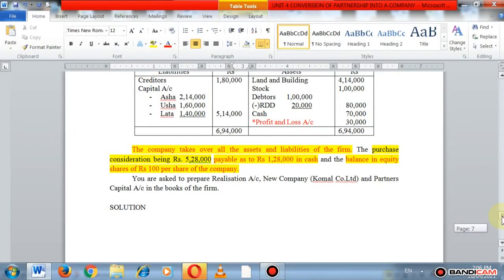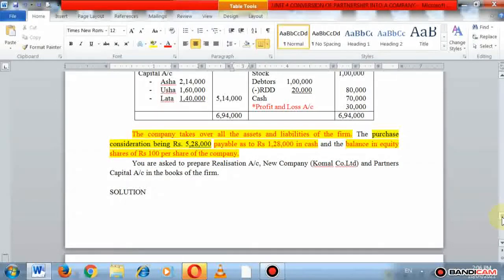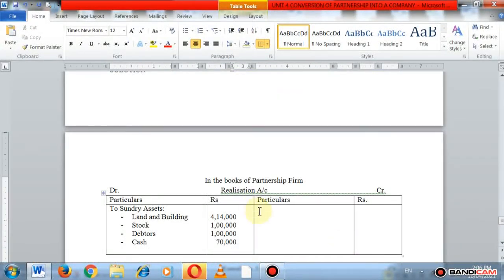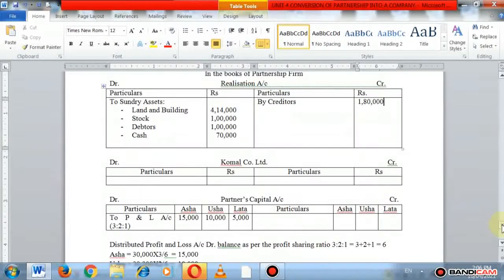Then okay, so here we transfer all the asset side. Now we transfer liability side to realization account. So liability is given, that is only one liability, creditors 1,80,000. Then capital balance is given and capital balance is transferred to the credit side of partners capital account. Okay, because the capital is always a credit balance, so by balance brought down, which is given in the balance sheet.